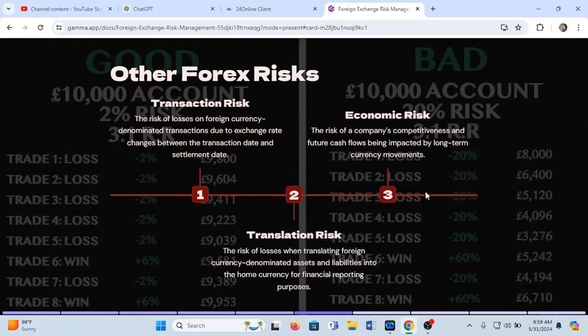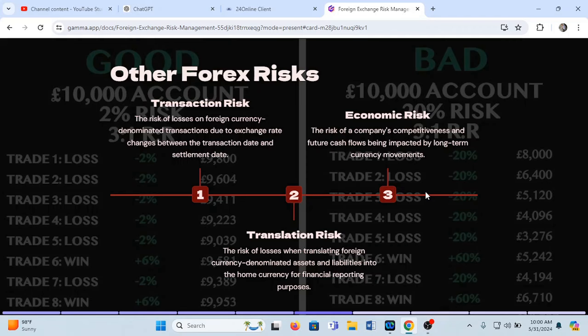Now let's go forward to some of the other foreign exchange risks. So they are transaction risk, translation risk, and economic risk. Transaction and translation we already had a discussion on, but let's have a word on economic risk. Economic risk is the risk of a company's competitiveness and future cash flows being impacted by long-term currency movement. If currency falls today and recovers next morning, it is all okay, no problem in it. But imagine if it is going down and down only.